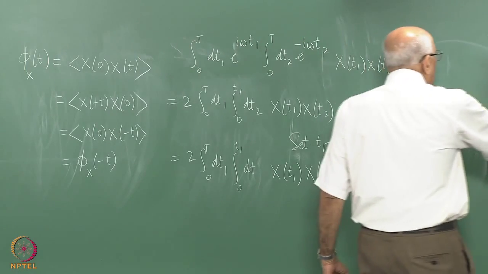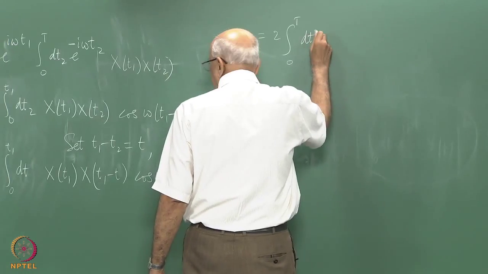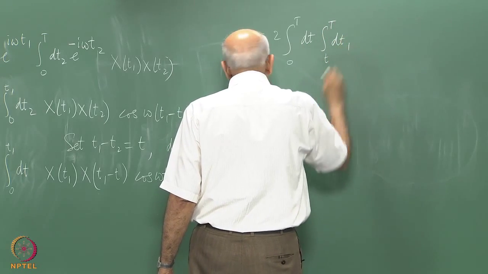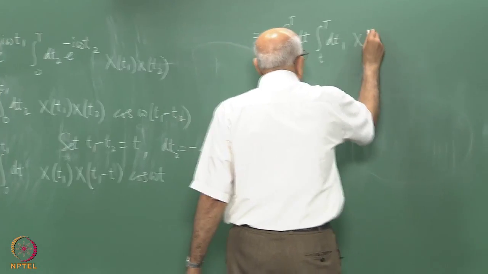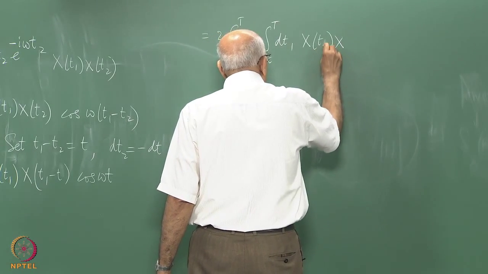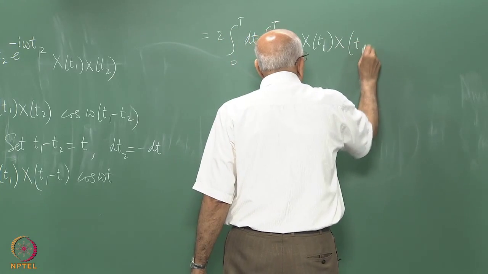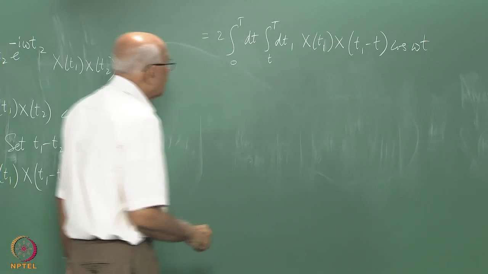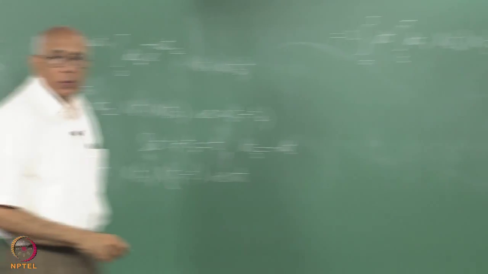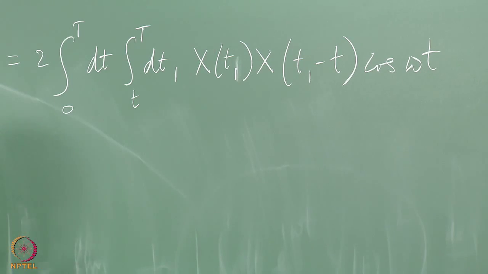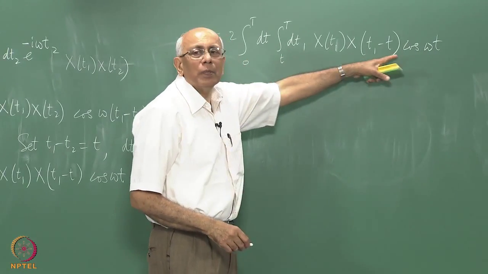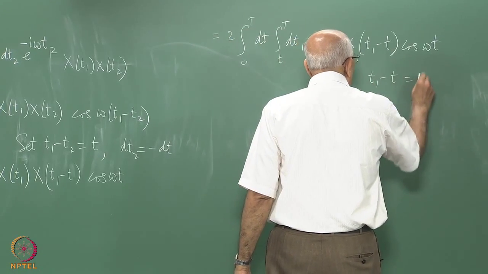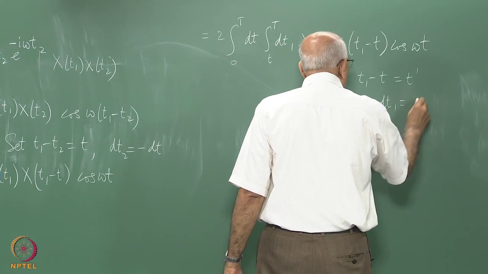So this is going to be 0 to T dt, integral t to capital T dt1, x of t1, x of t1 minus t, cos omega t. Okay. Now the obvious thing to do is to change variables to t1 minus t, right? So let's put t1 minus t equal to t prime. So dt1 equals dt prime.